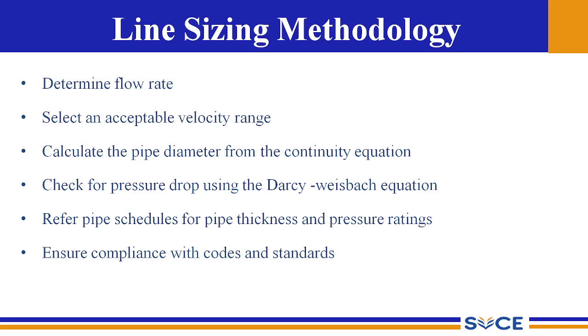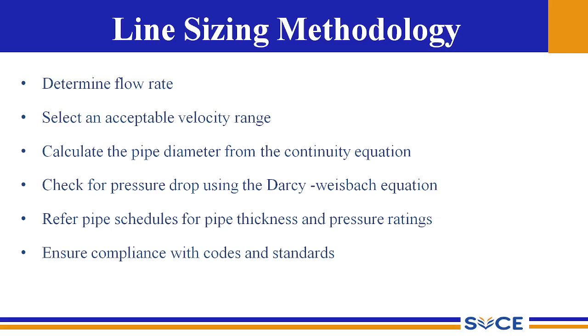Next, once the pipe diameter is fixed, we need to refer to the pipe schedule to consider whether the thickness of the pipe will withstand the pressure and the thermal stresses that may occur during the course of operation. The pressure ratings and the pipe thickness are decided by referring to the pipe schedule chart. Then we need to ensure compliance with the codes and standards available.